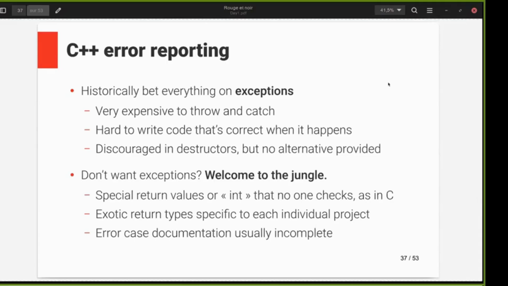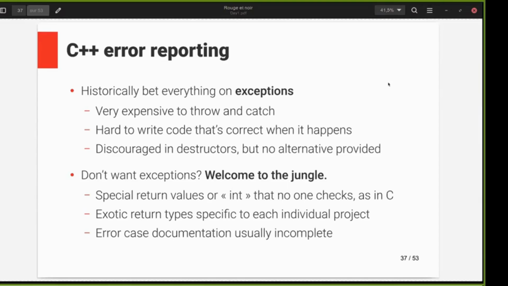So let's say you don't want exceptions. What do you do? Well, everyone does their own thing. That's a bit of a problem. One typical strategy is to use some special values of your return type. For example, if you return an integer, maybe you will say that the maximal or minimal value of this integer type is not an actual result, but a signal that some error has occurred.